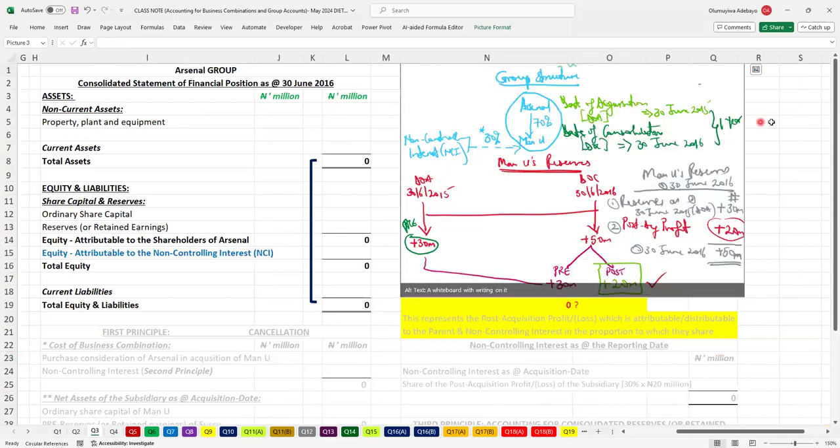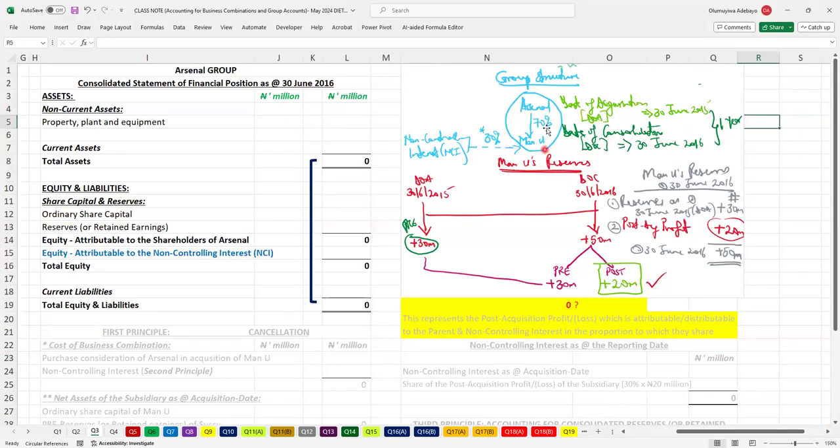Okay, this is structure. Arsenal at 70% in Man U, whereas non-controlling interest is 30%, being the balance. Now, there's a year apart between the date of acquisition, which is 30th June 2015, and date of consolidation, which is 30th June 2016, a year apart, which means now we are celebrating the first birthday of the existence of this marriage. Okay, that is that.